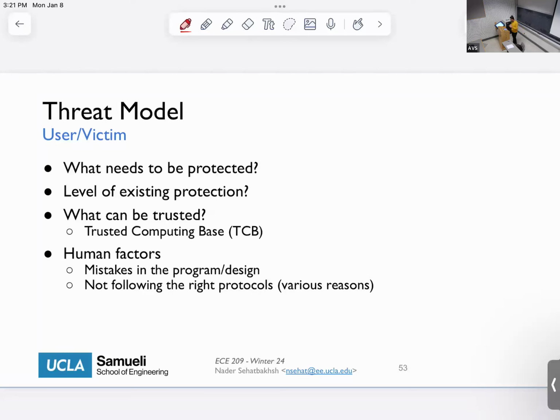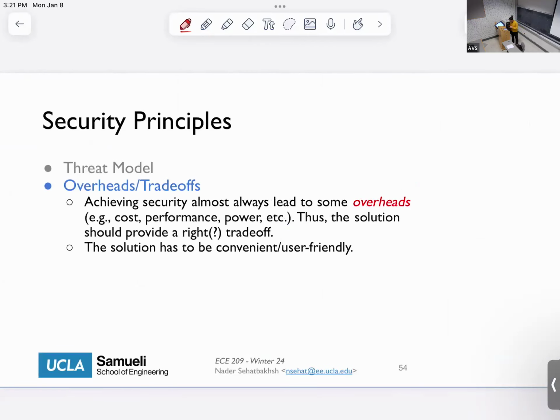Okay, so human factors are actually a very, very important thing. And then following the right protocols as a human is also very important. One thing I want you to get out of this course is that following the right protocols of security is always an important thing to do. Okay? So this is the first one, threat model. Any questions?